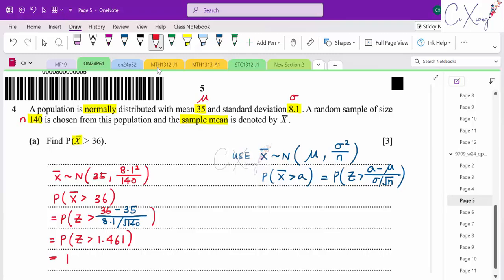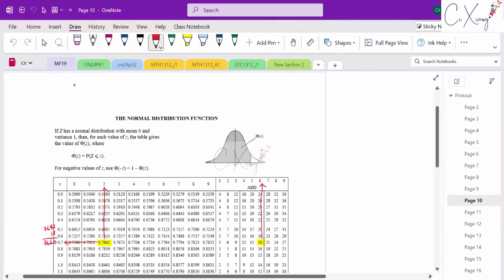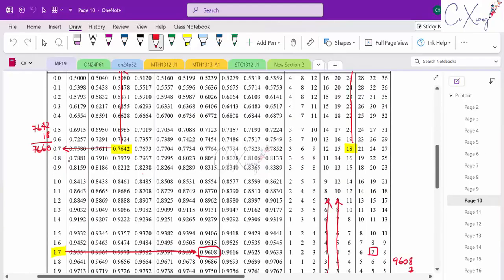Then try to find the answer from the normal distribution table. The normal distribution table only shows you z less than 1.461. So to find greater than, you have to take 1 minus. So I go for 1.461 now. Going to our table again, looking for 1.461.